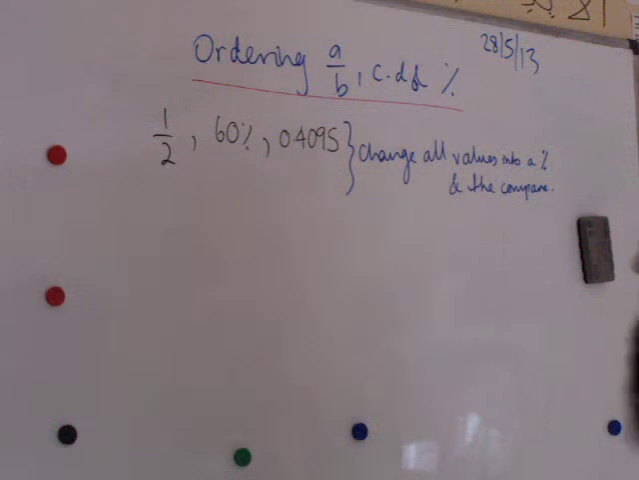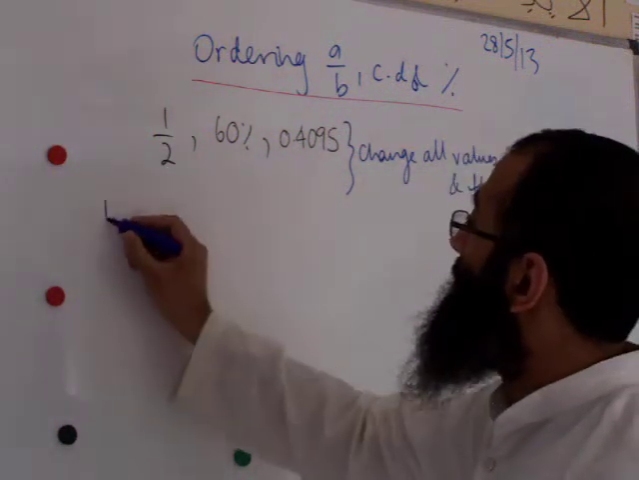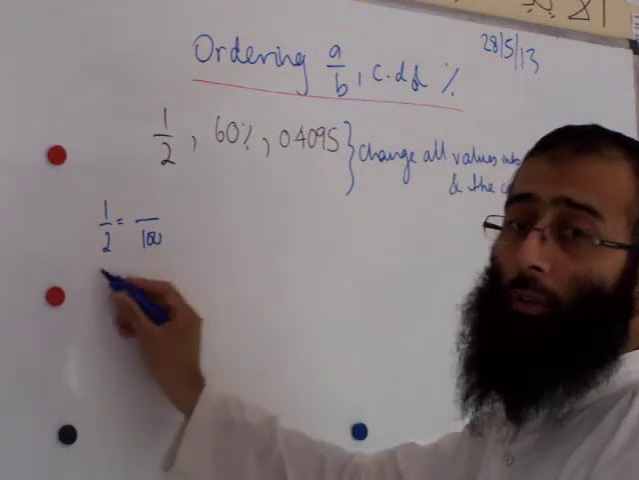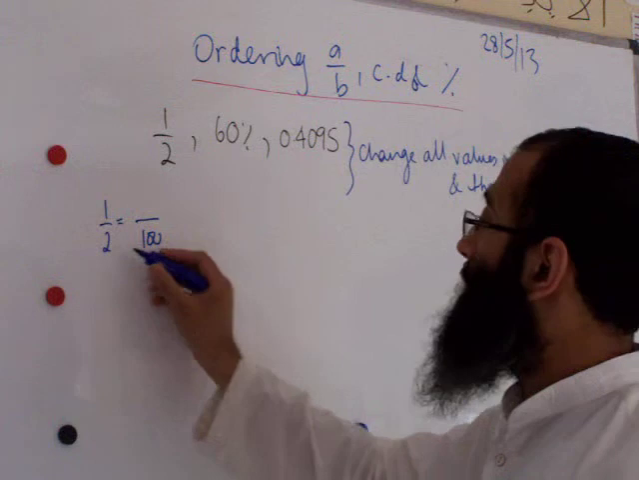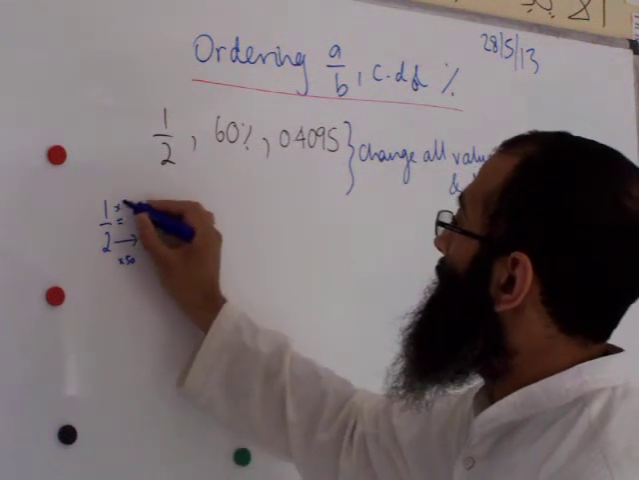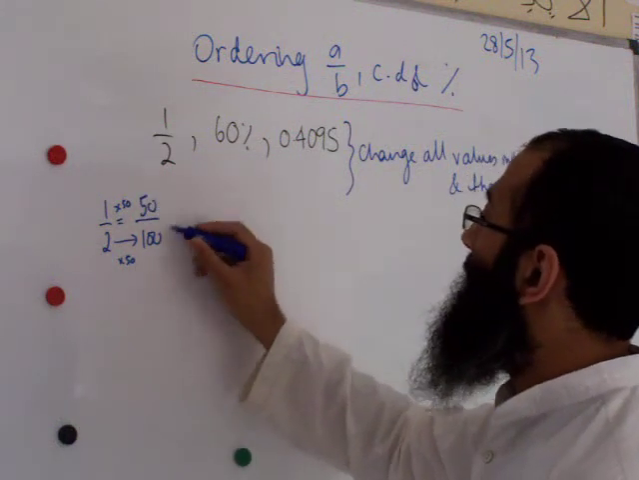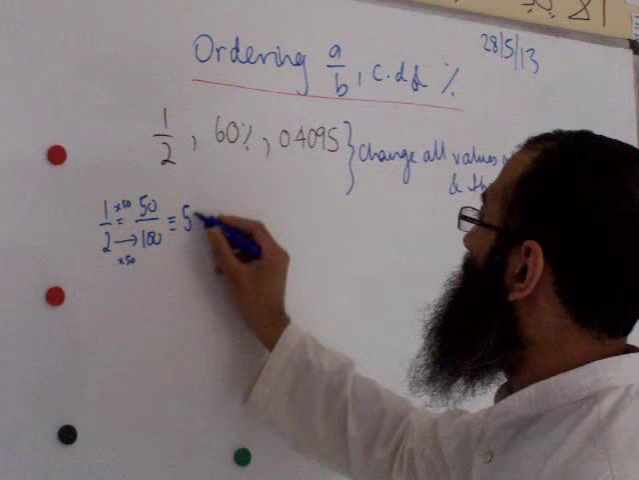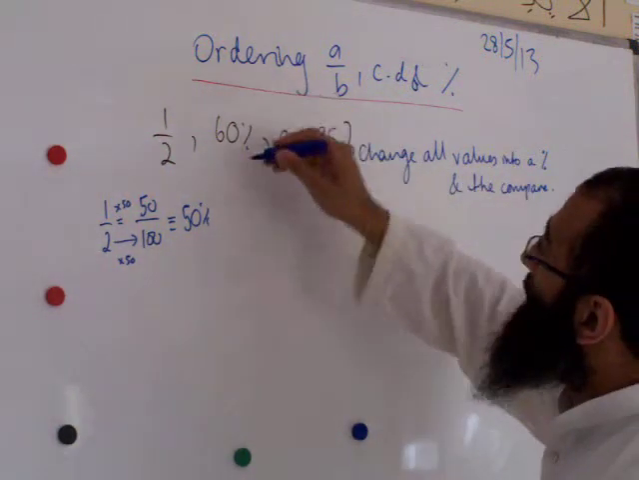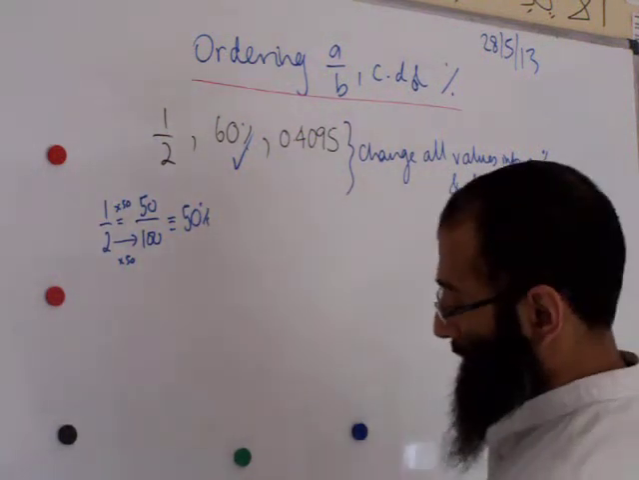So, Aaminah, what is the technique for changing a half into a percentage? The easiest way is to make it equivalent to hundreds. So what do we times 2 by to give you hundreds? You do to the bottom, you do to the top. So 50 out of 100 will give us an answer of 50%. 60%, you don't need to change, it is already a percentage. Next one.